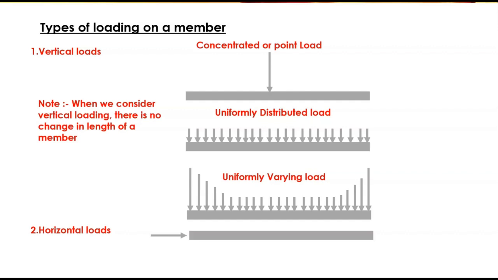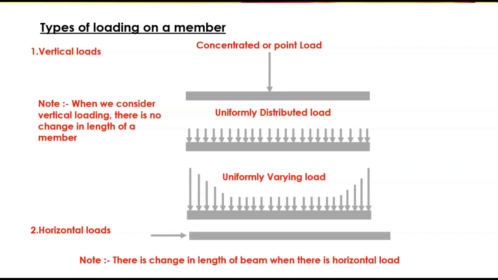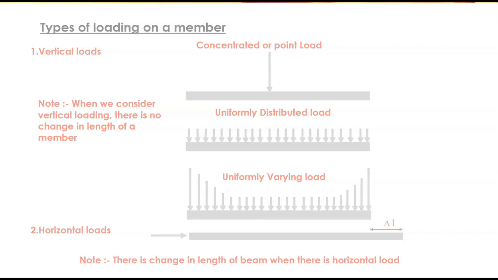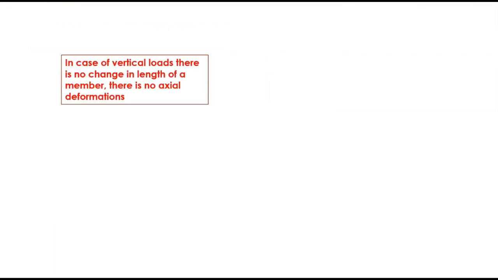Note that when we consider vertical loading, there is no change in length of a member. That is an assumption that is considered in structural analysis, only in the case of vertical loads. And we have to note that there is change in length of a beam when there is horizontal load. As you can see here, there is a change in length. In case of vertical load, there is no change in length of a member, so there is no axial deformation. So axial deformation refers only to when there is change in length.